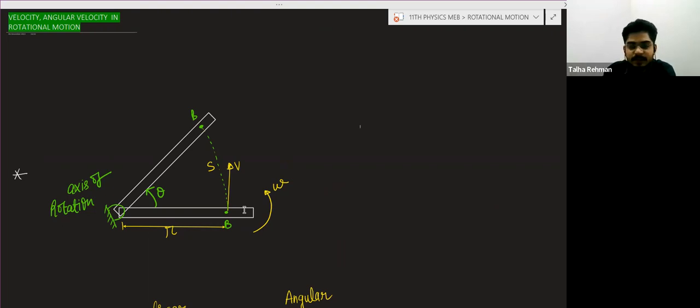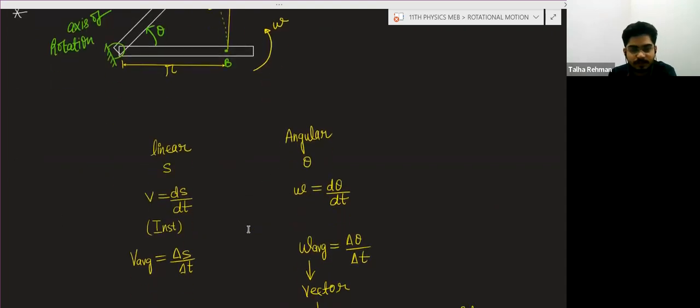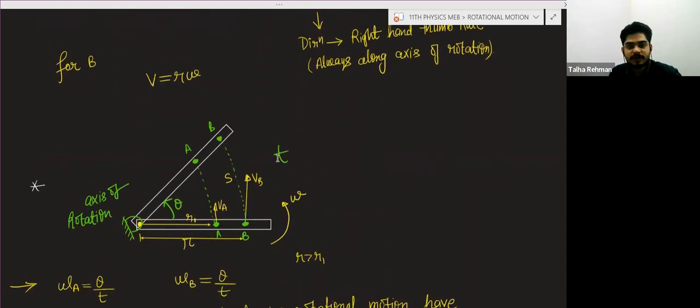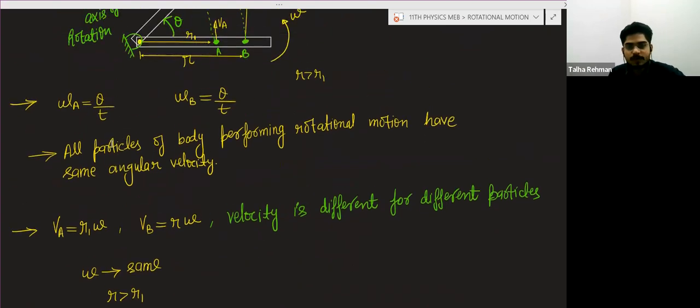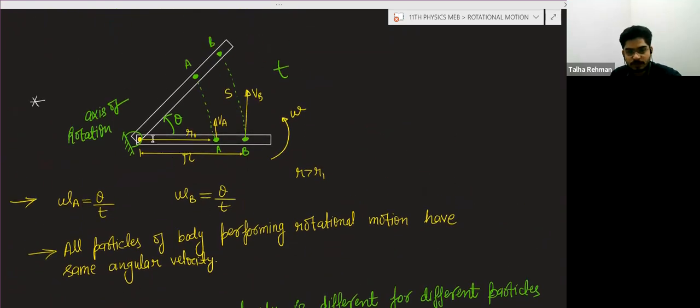In the last class, I discussed the angular displacement in circular motion, and I discussed angular velocity and linear velocity. This point is important: all particles of a body performing rotational motion have the same angular velocity. Suppose this white colored rod is in rotation. Each and every particle of this body or rod will move with the same angular velocity.